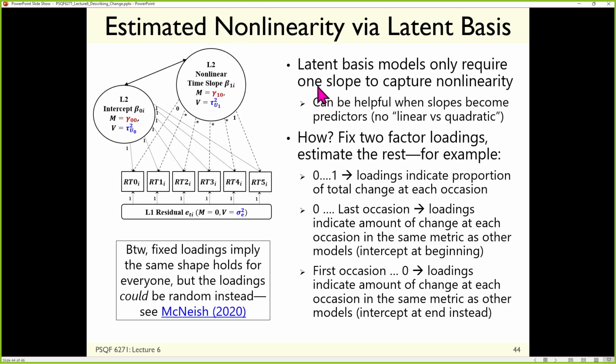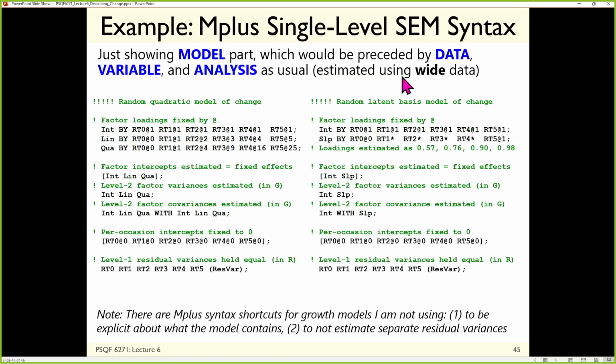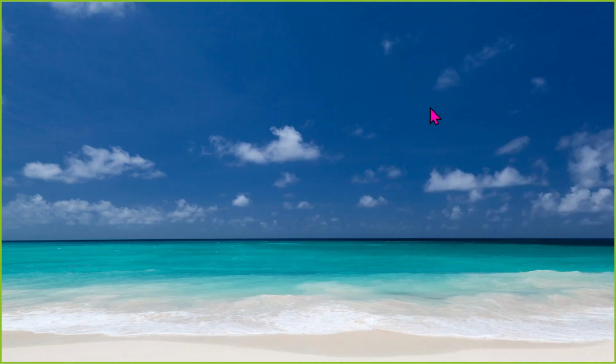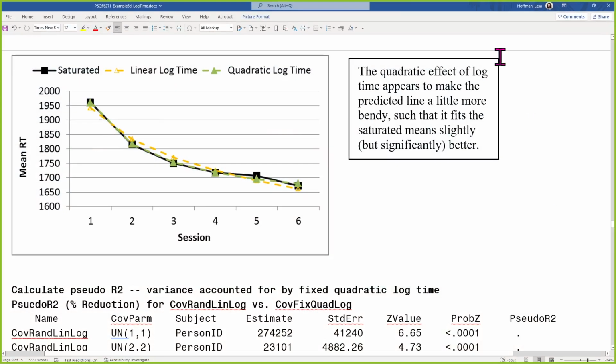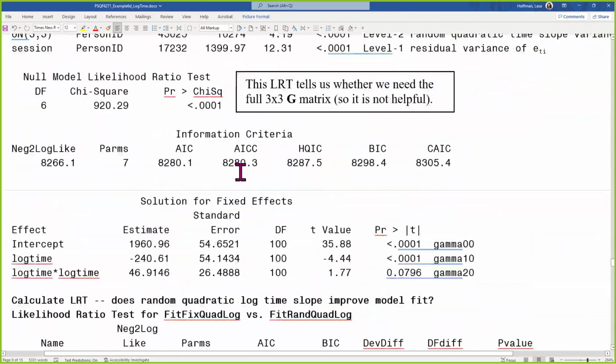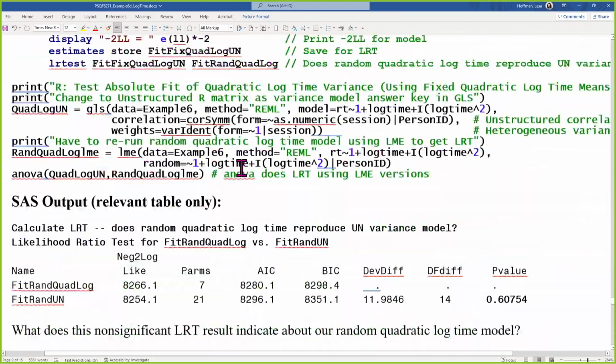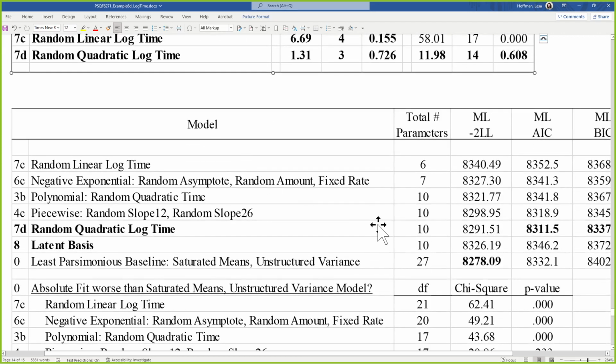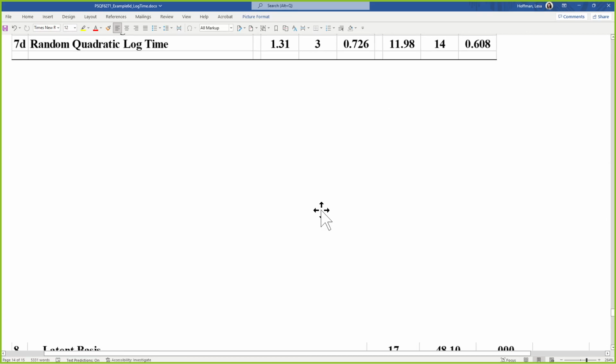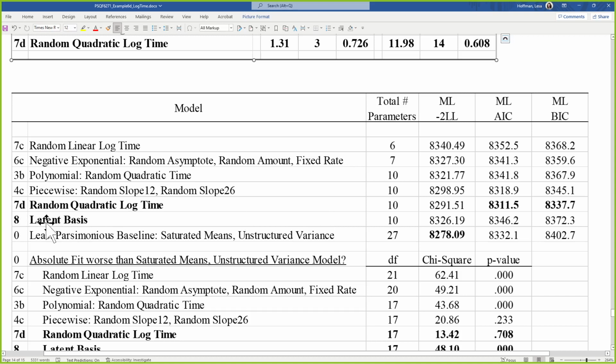So I fit this model to our data. I knew that was close to the end. And the fit of that model, unfortunately, here we go. Here it is. So the latent basis model I threw in here as 8. It has the same number of parameters as the other models that have 3 sets of individual differences because it spent those parameters on loadings instead of additional random effects. So it's a non-nested model.